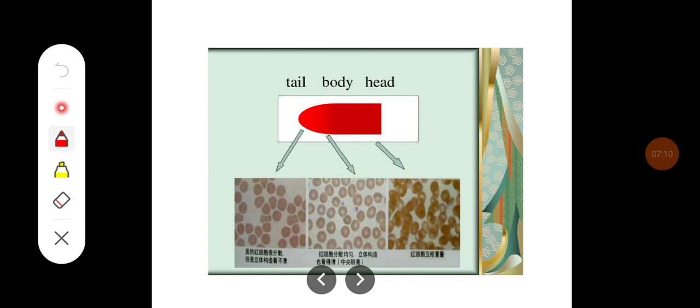So this is an ideal smear which contains head, body and the tail. And the morphology, the RBCs will be overlying in the head part, so you'll not be able to appreciate proper morphology. Whereas in the end of the tail, the cells are too much spread. So in this part where the transition, the cells are properly spread, and you can see the monolayer cell.